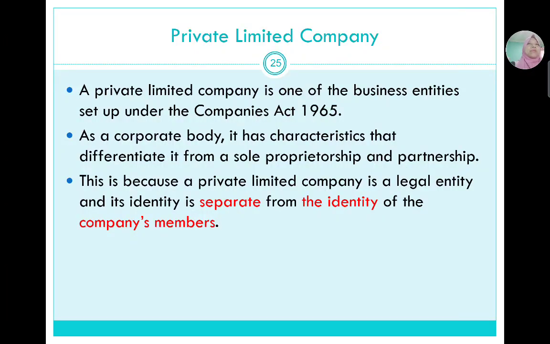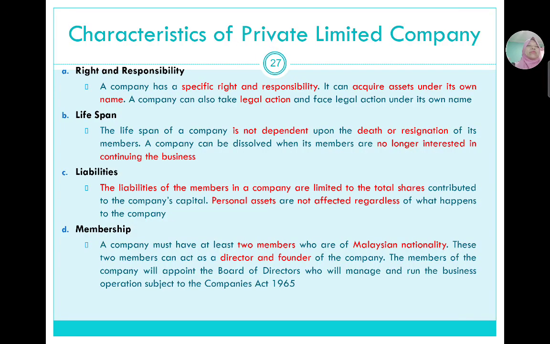Okay, the third type of business registration entity is the private limited company. This is Sendirian Berhad, and it is totally different from the other two. Why is it private limited? Because it is a legal entity and its identity is separate from the identity of the owners. If it incurs loss, you don't have to sacrifice your personal assets. So this is the character of a private limited company.